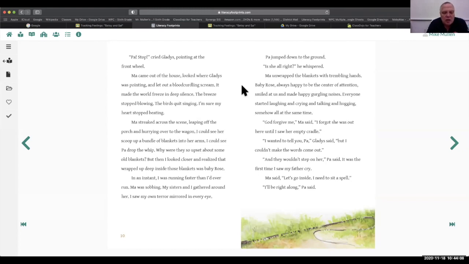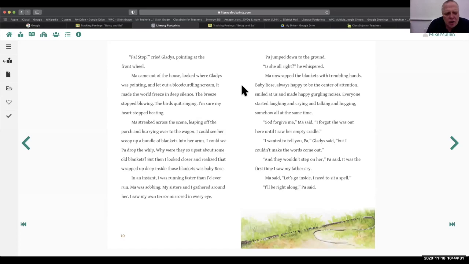Ma streaked across the scene, leaping off the porch, hurrying over to the wagon. I could see her scoop up a bundle of blankets into her arms. I could see Pa drop the whip. Why were they so upset about some old blankets? But then I looked closer and realized that wrapped up deep inside those blankets was baby Rose.